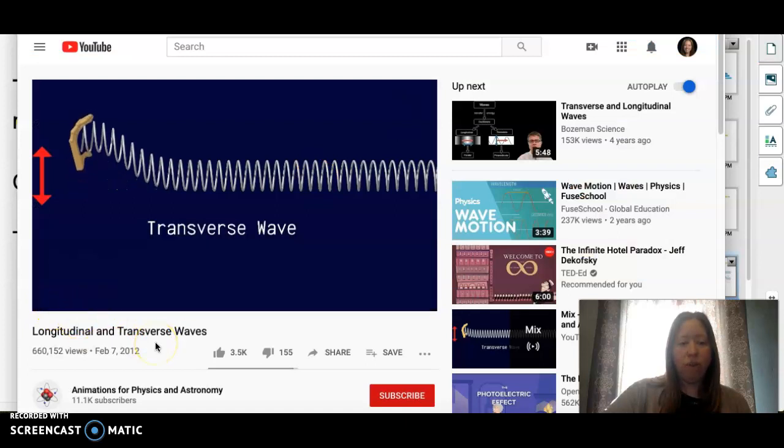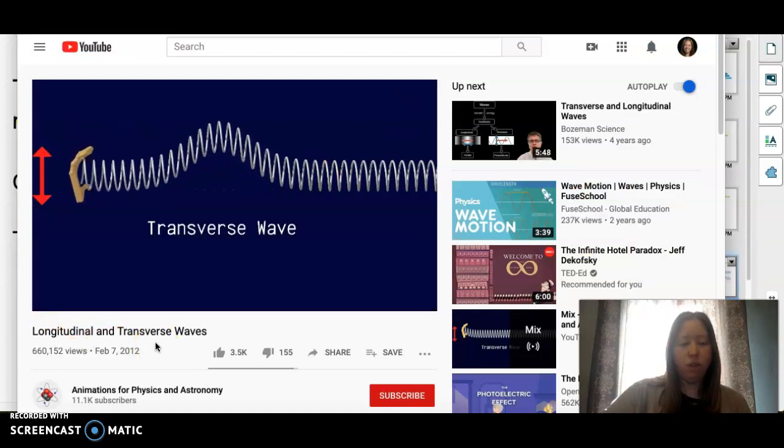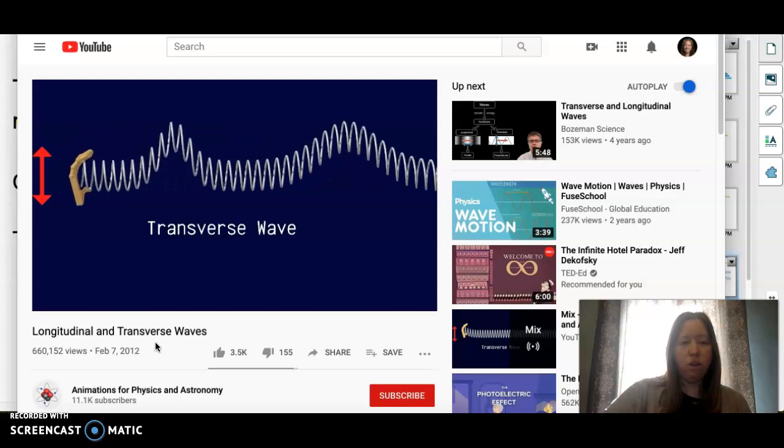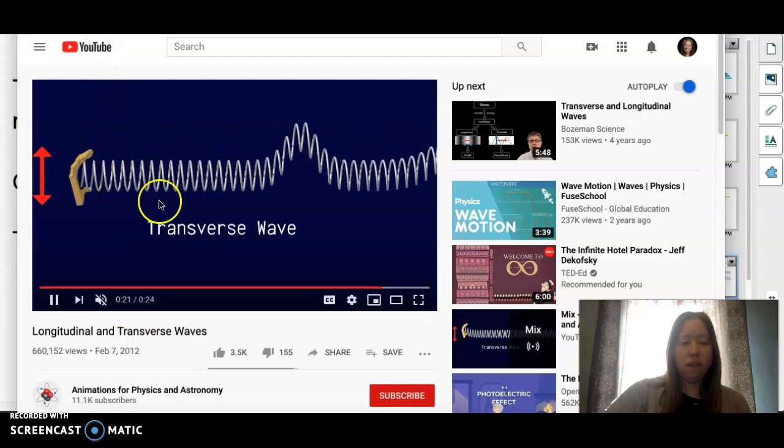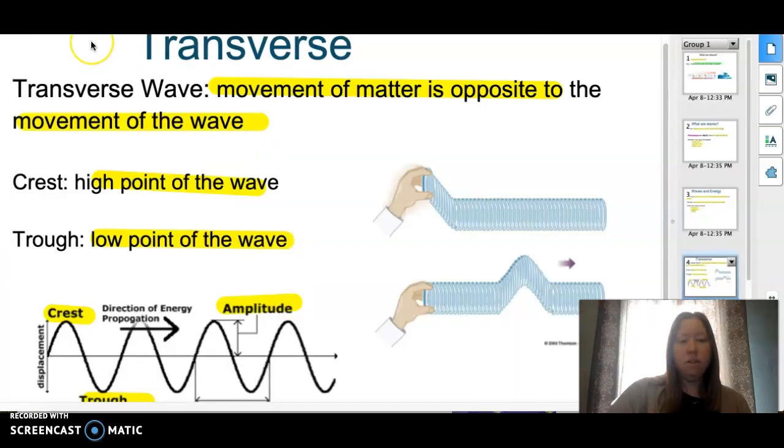So I wanted to show you a transverse wave in motion. So this is a transverse wave. You see it's an up and down movement, okay? All right, so that's a transverse wave.